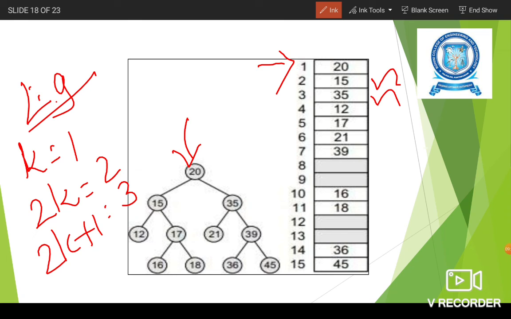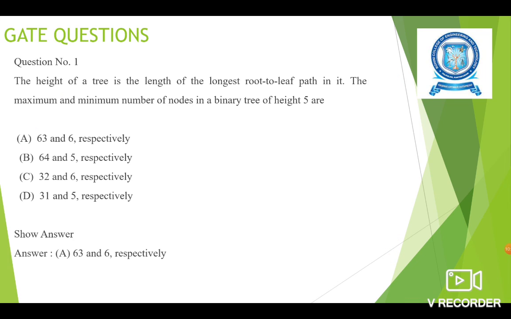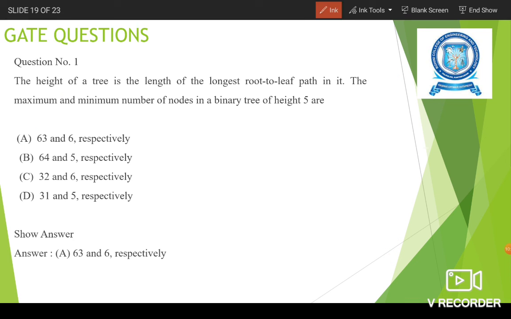Okay. We move with another node, 17. 17 is in the location 5. So what about its left child? It resides in the location 10 and its right child resides in the location 11. That is, 16 is its left child. It resides in the location 10, and 18 is its right child. It resides in the location 11. Okay, so that's about the representation of binary tree.